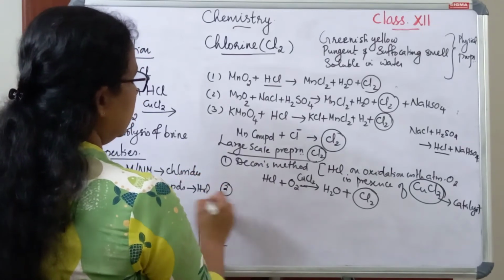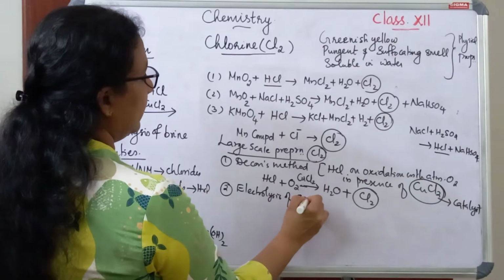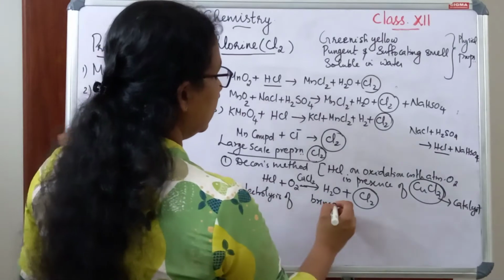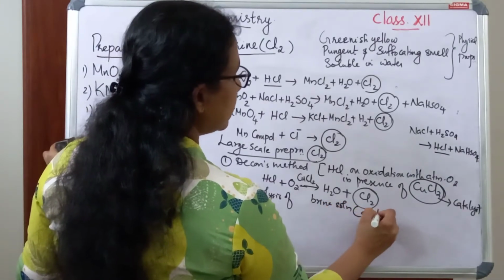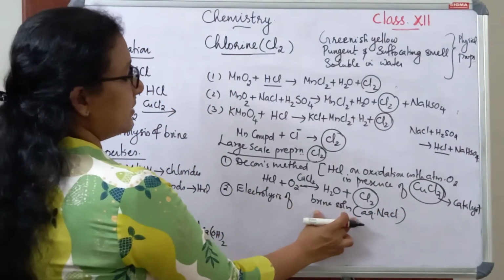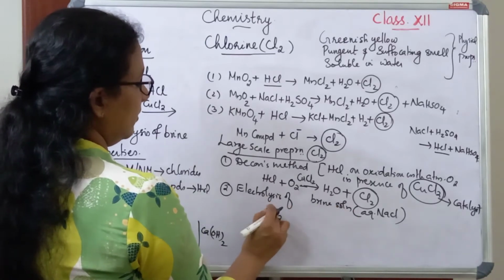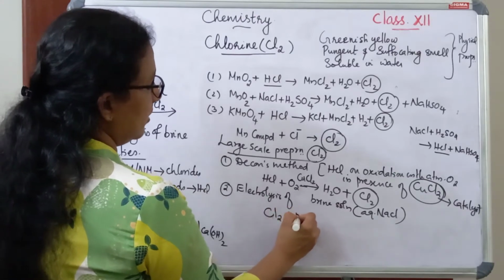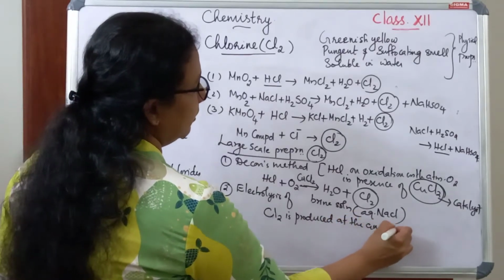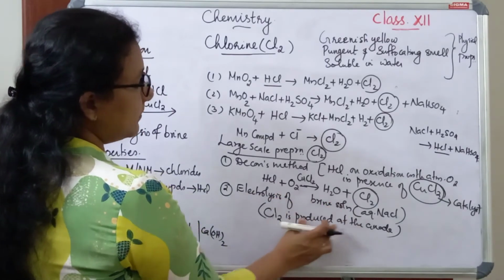Now another method is electrolysis of aqueous brine or brine solution. Electrolysis of brine solution. Actually brine solution is aqueous NaCl. Sodium chloride solution is called a brine solution. So electrolysis of brine solution produces chlorine at the anode. So when electrolysis of brine solution takes place, chlorine is produced at the anode.